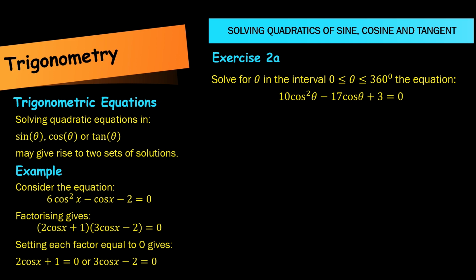Bearing this example in mind, let's take a look at exercise 2a. We are required to solve for theta in the interval 0 less than or equal to theta less than or equal to 360 degrees, the equation 10 cos squared theta minus 17 cos theta plus 3 equals 0. So let's solve this.